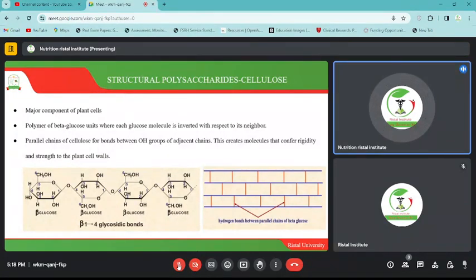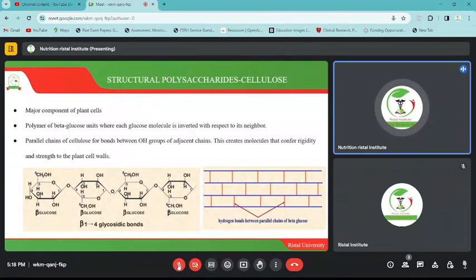And cellulose is the major component of plant cells. This is very important because at a later date we are going to discuss fiber, and we'll be able to understand and appreciate cellulose, hemicellulose, and all those structures that are not digestible and are components of the plant cell wall. And for this, let's first focus on this.